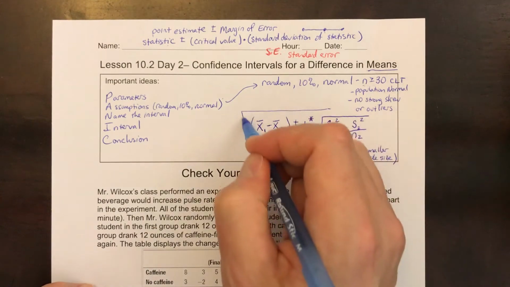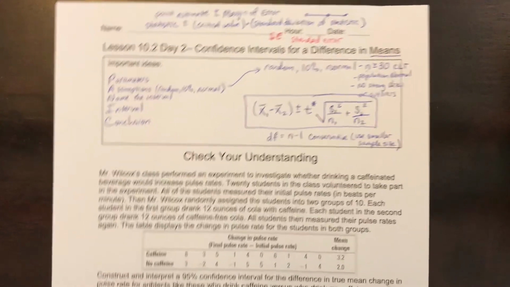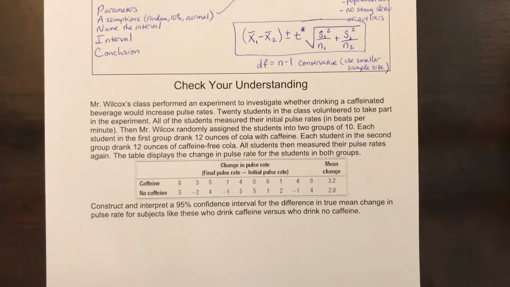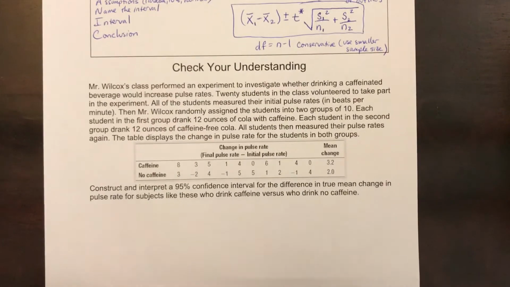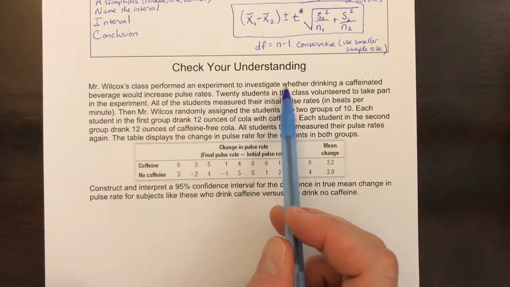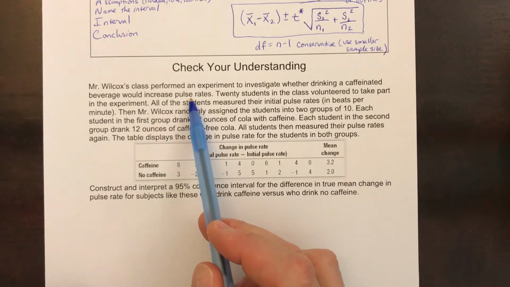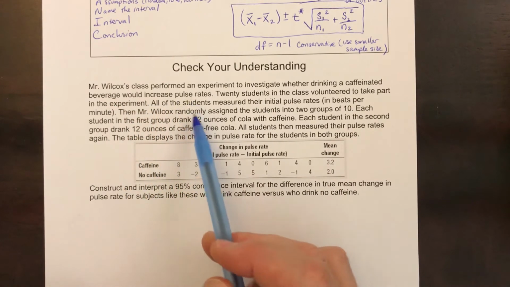Okay, so this is our formula that we're going to use. So let's take an example here. Check your understanding. Mr. Wilcox's class performed an experiment to investigate whether drinking a caffeinated beverage would increase pulse rates. Well, we did this in class.